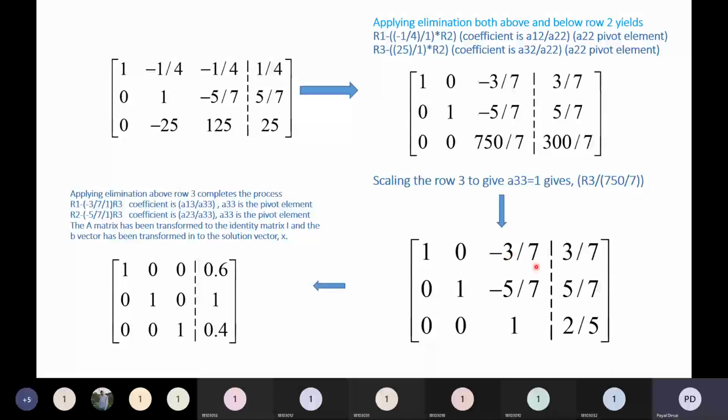So minus 3 by 7 divided by 1, minus 5 by 7 divided by 1, multiply by row 3, because the row from which we deduct is the row from which we want to eliminate. Okay, so multiply by row 3, and R1 minus R2, and the entire process will give you this, and this is your answer.